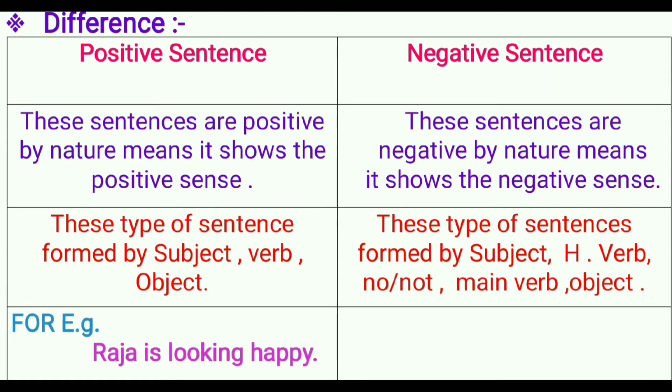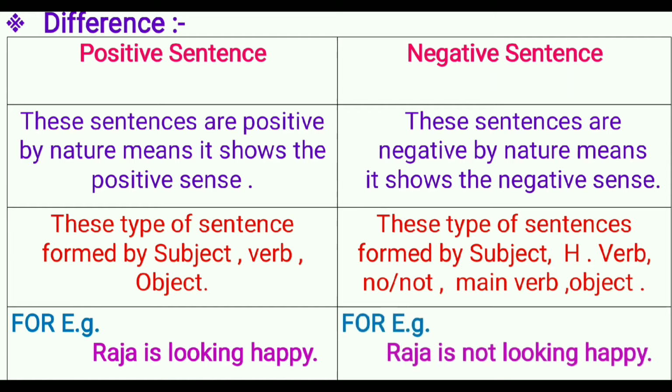Let's see an example of a positive sentence. Raja is looking happy. Just read the sentence. It reflects the positive shade of the sentence. In this sentence nothing is negative, right? So it is called a positive sentence. And let's see an example of a negative sentence. What is the negative sentence? Raja is not looking happy.